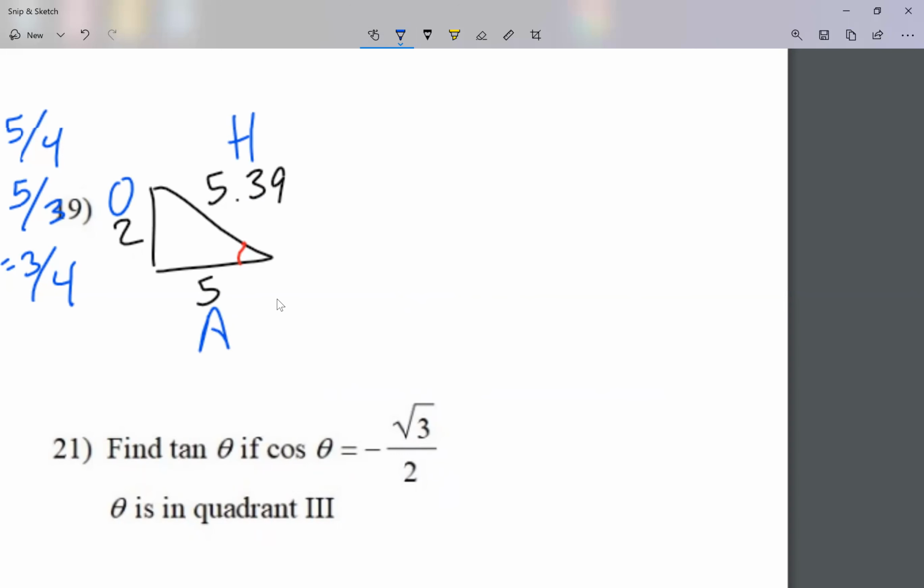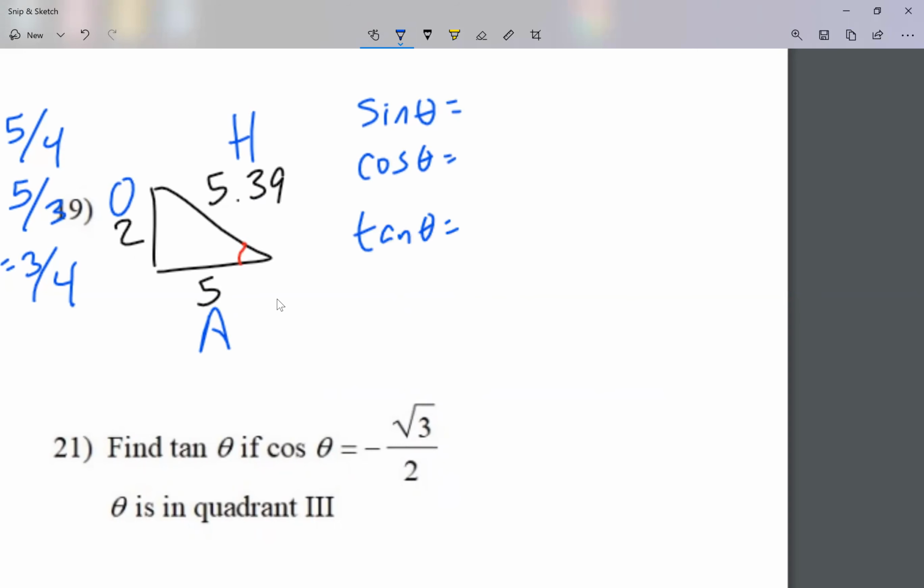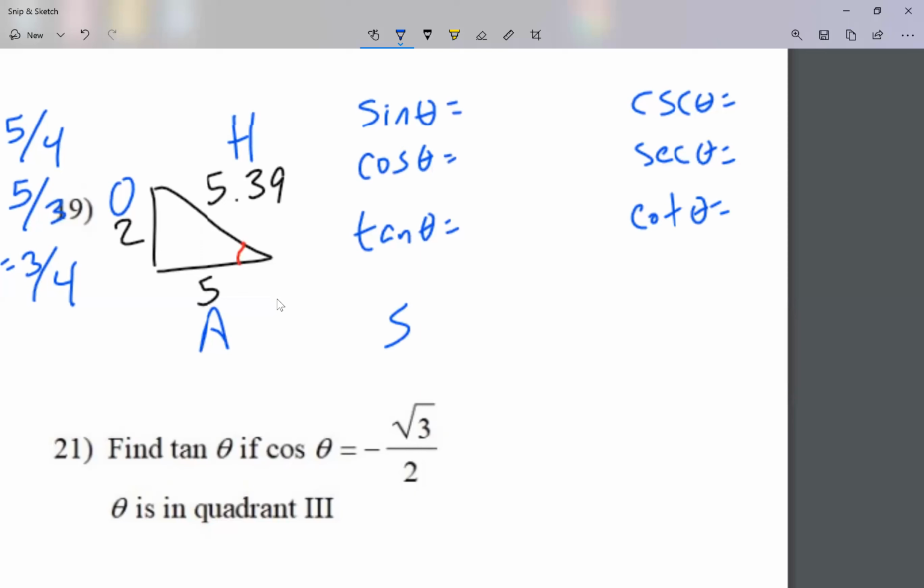And again, I could ask you for sine of theta. I could ask you for cosine. I could ask you for tangent. I could ask you for cosecant, secant, and cotangent. Right? Those are the 6 ratios that we have. Sine, remember the acronym. I even gave you an acronym. Let me write it down here.